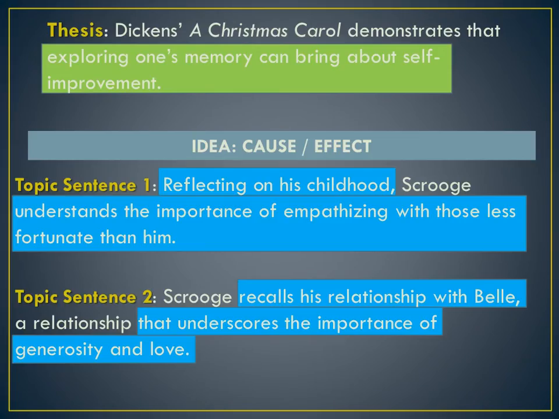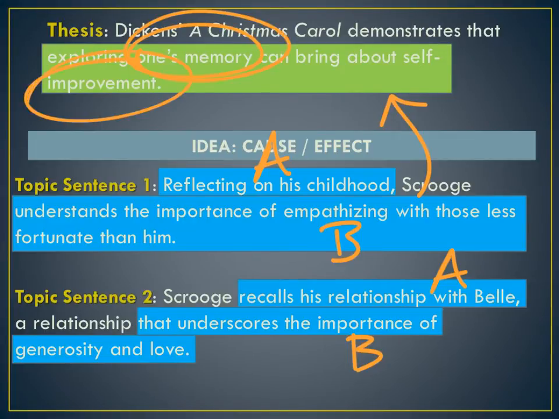So here's a model for you. In this case, he is organizing cause effect by cause effect. So you see here's a cause reflecting on his childhood and then the corresponding effect. In the second topic sentence, cause, corresponding effect. And then of course inherently he's connecting back here to the topic sentence, the thesis statement, one's memory, self-improvement. So this is a pretty sophisticated argument, a sophisticated organizational choice this particular writer made.